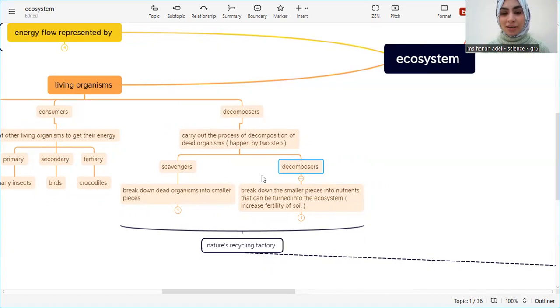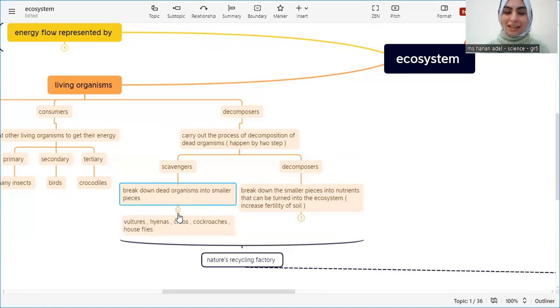The same idea here. The decomposer can't feed on a big dead body, so the scavenger helps them by cutting this dead body into smaller pieces. So the function of a scavenger is to break down the dead organism into smaller pieces. Like what? Like vultures, hyenas, crabs, cockroaches, and house flies. These are the scavengers. What about the decomposer?